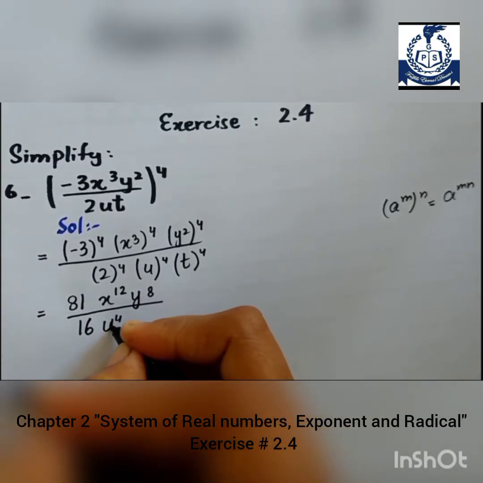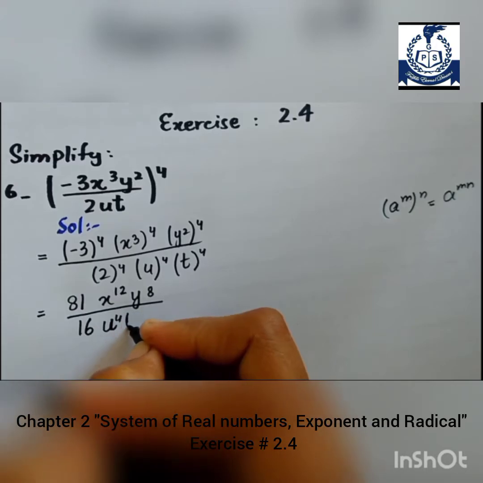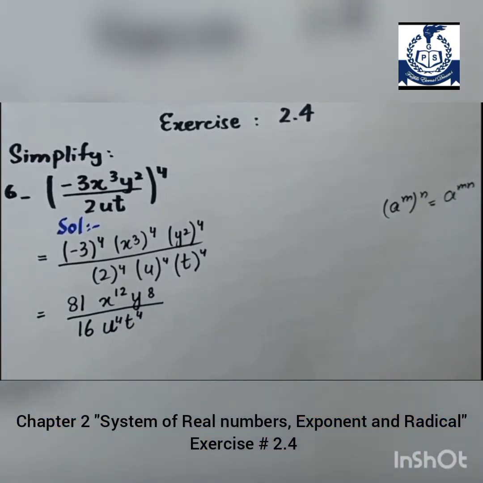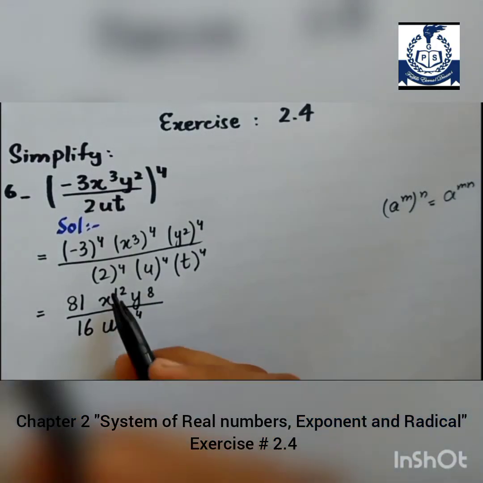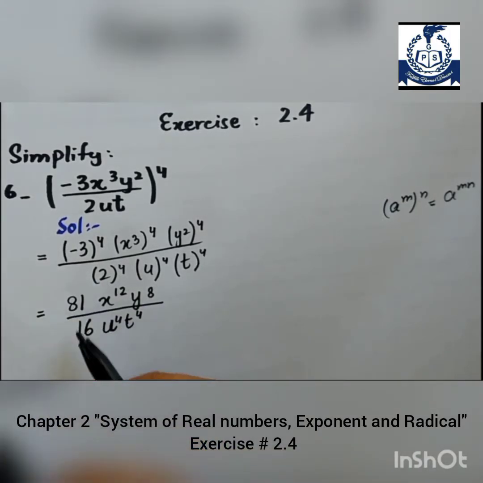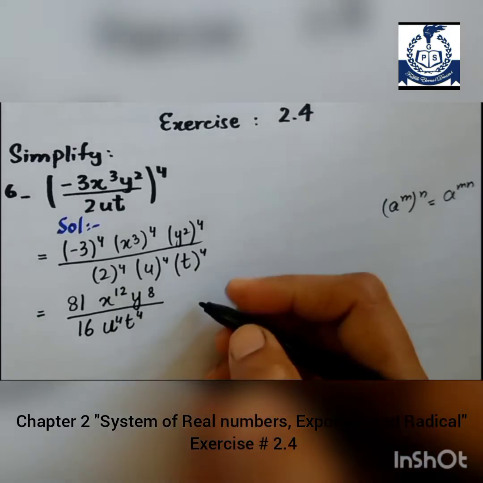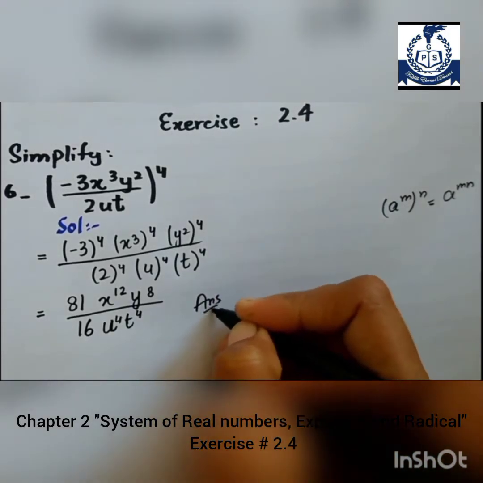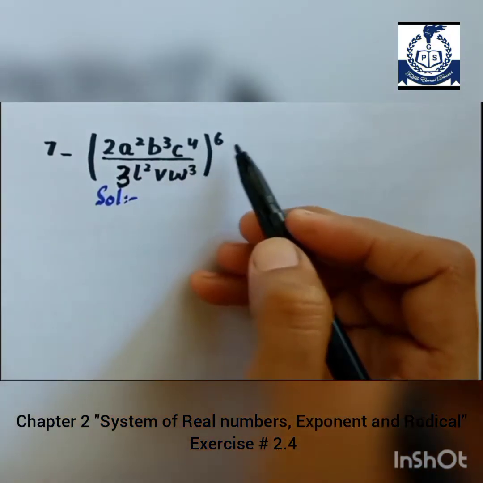U has power 4 and T has power 4 as it is. So this is the answer: 81, x has power 12, y has power 8 divided by 16, u has power 4, t has power 4. This is the answer. Question number 7.